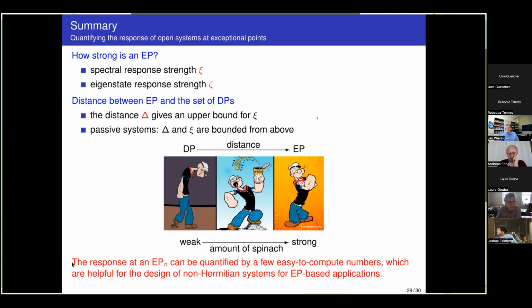Now, the take-home message is that the response of an open system at an exceptional point of order n can be quantified by a few, and I have to say easy to compute, numbers, which are helpful for the design of non-Hermitian systems for EP-based applications.